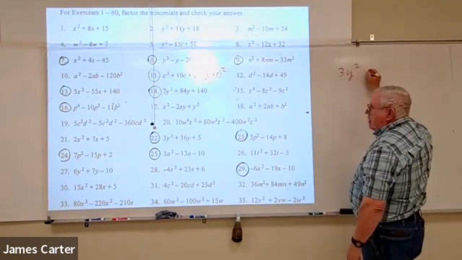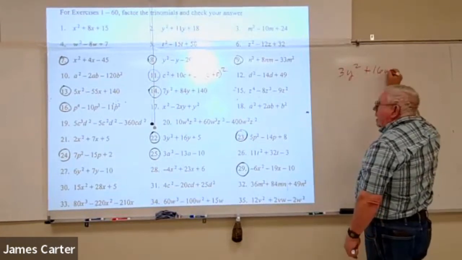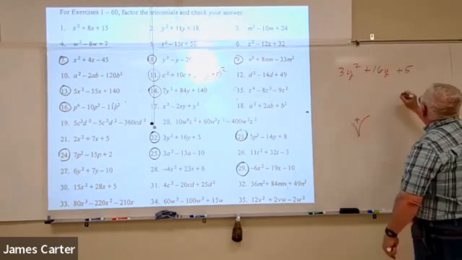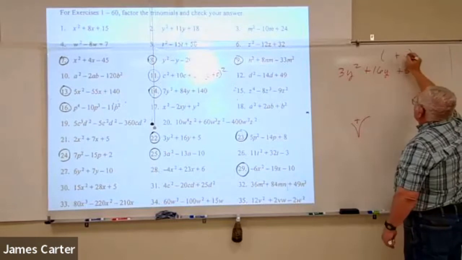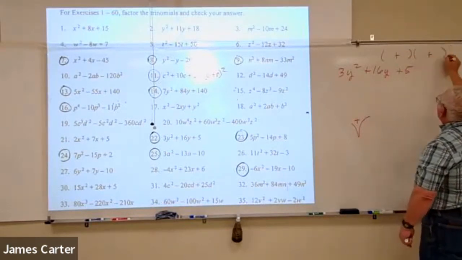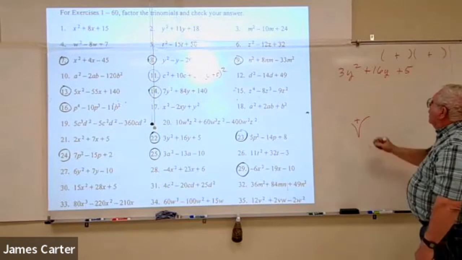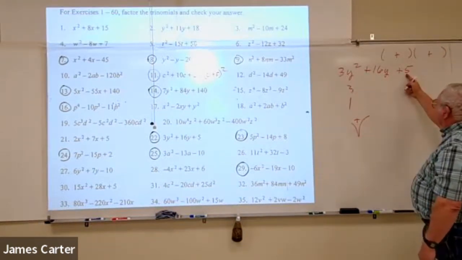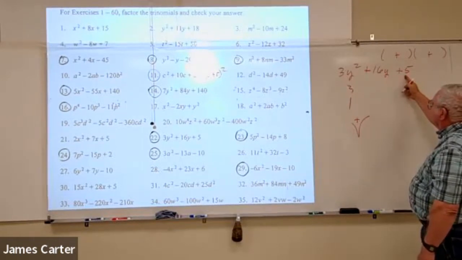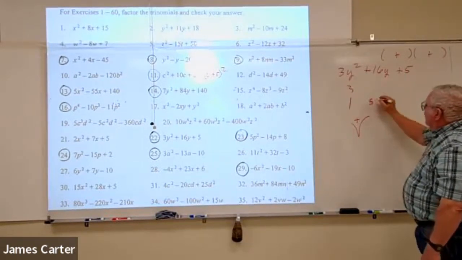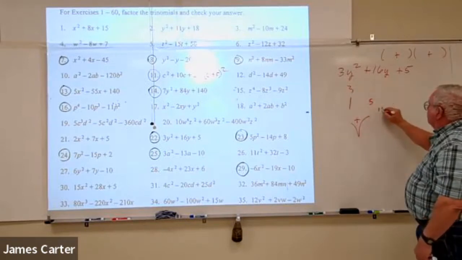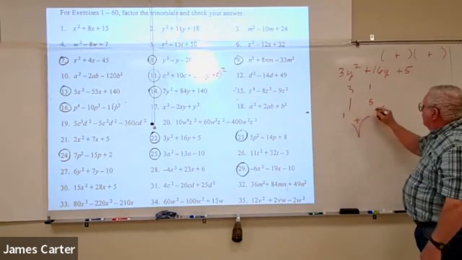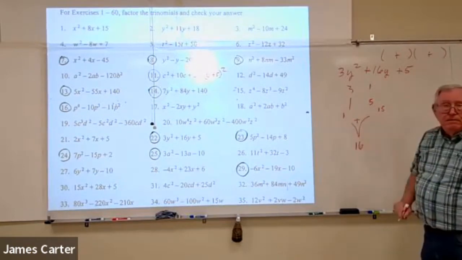3y squared plus 16y plus 5. Okay, we're going to add down here. Our answers are going to look like plus plus. 3 and 1 is the only possibility here. 5 and 1 is the only possibility here. Well, I need to put the 5 here, so when I multiply, I get a 15, and then a 1 over here, so I get a 1 and 15, and 1 makes 16.